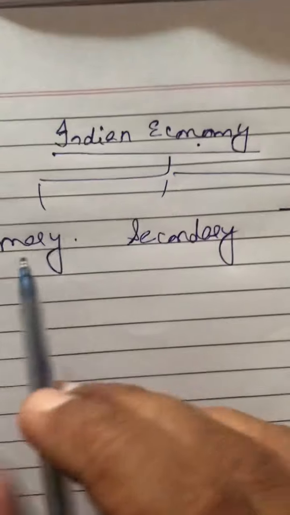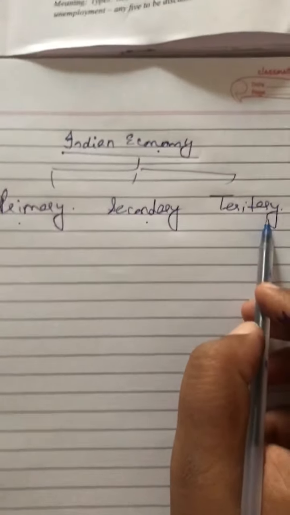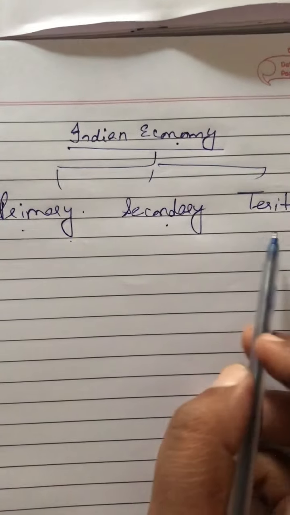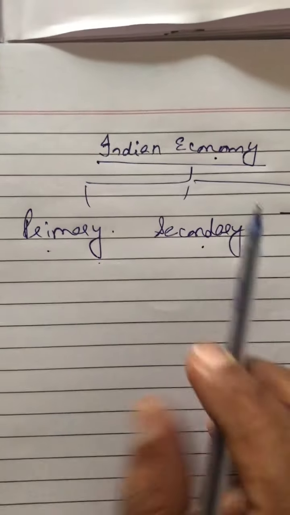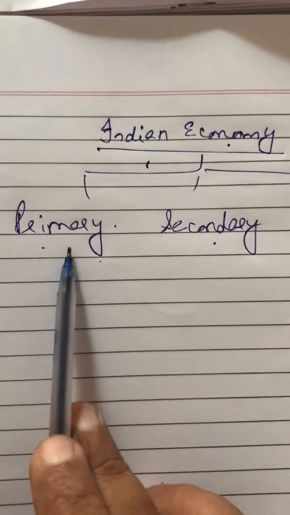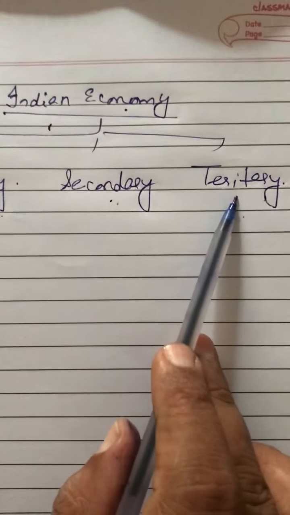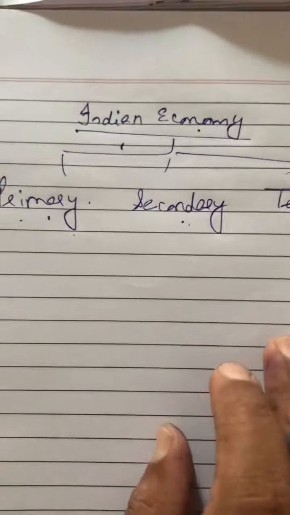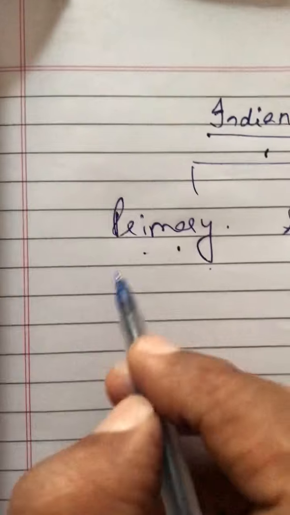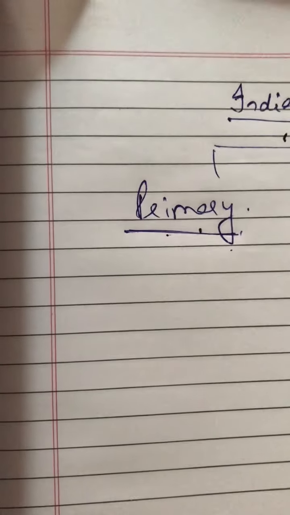So, it is an occupational distribution of your population into three sectors: primary, secondary and tertiary, and India is going to be having economic development by developing your primary sector through your secondary sector as well as tertiary sector. In this session, I am going to start with primary sector. What do we mean by primary sector?